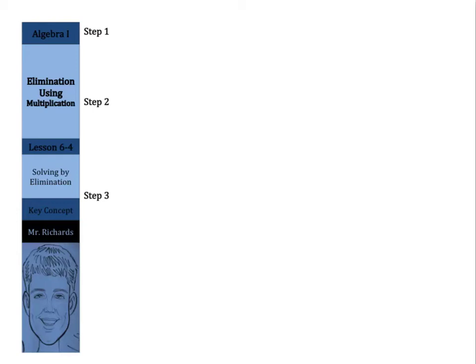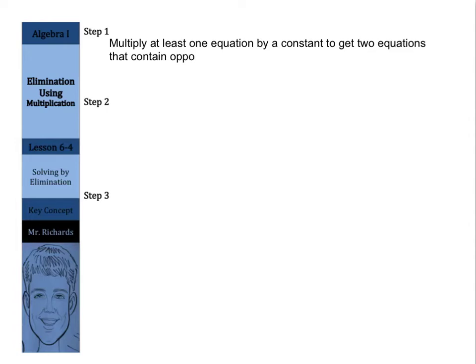And our first step is to multiply at least one equation by a constant to get two equations that contain opposite terms. Then step 2, add the equations, eliminating one variable.